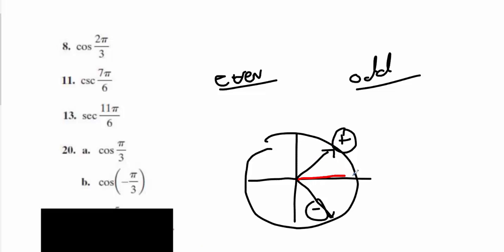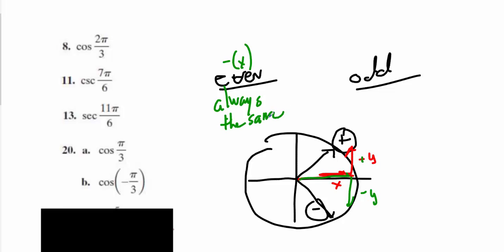So if I took this positive, we know it'd be made up of x. So it'd be x, and it'd have a positive y. If I had the negative, it would also be here at the same x, but would make it a negative y. So x is the same regardless of whether I add in a negative or not. So even functions are always the same as the positive functions. And odd would just flip.